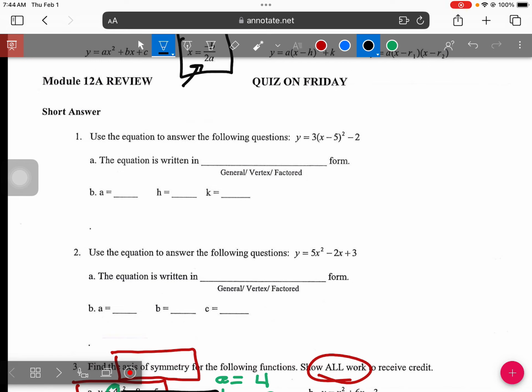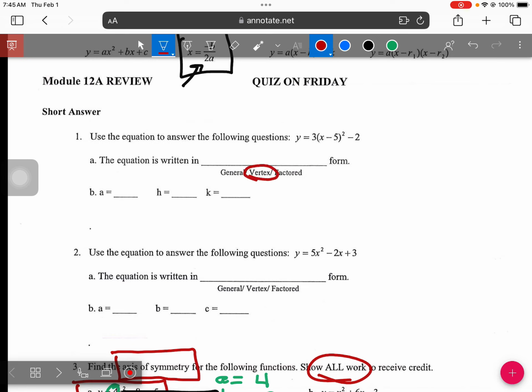Use the equation to answer the following questions. Y equals 3 times (x minus 5) squared minus 2. This equation is written in what form? What do you think it is written in, TJ? Any idea? Does it look like a general standard form? Does it look like a vertex form? Could we get the vertex from it? Or does it look like factored form? Which one?